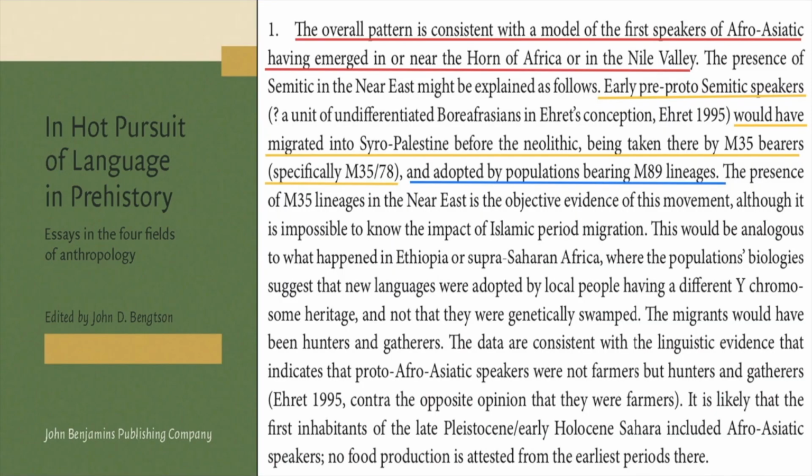And this even matches the DNA. The overall pattern is consistent with a model of the first speakers of Afro-Asiatic having emerged in or near the Horn of Africa or the Nile Valley. The presence of Semitic in the Near East might be explained as follows. Early pre-Proto-Semitic speakers would have migrated into Syro-Palestine before the Neolithic, being carried by their M35 bearers, specifically M35/M78.